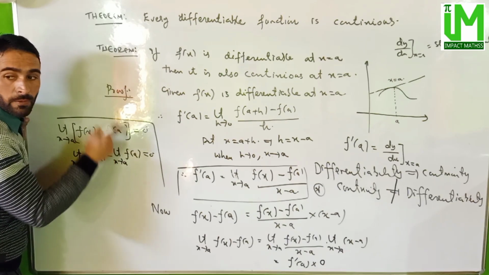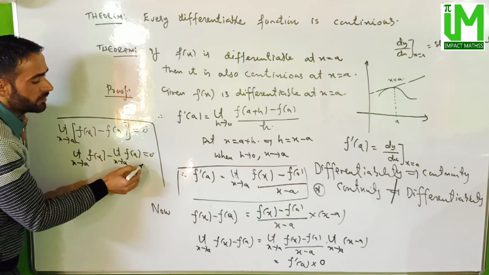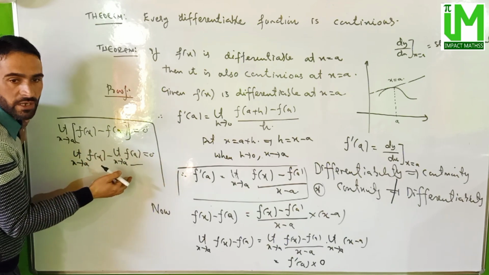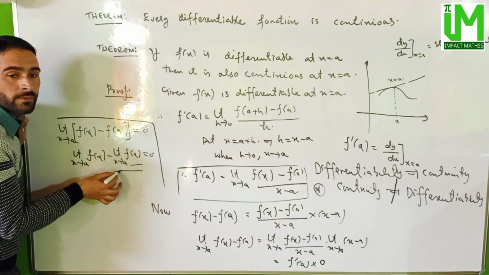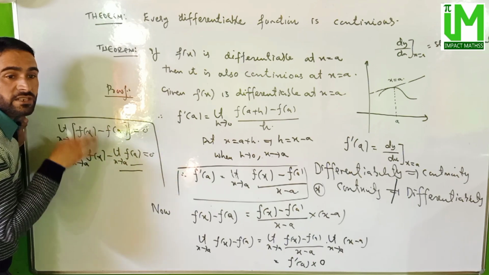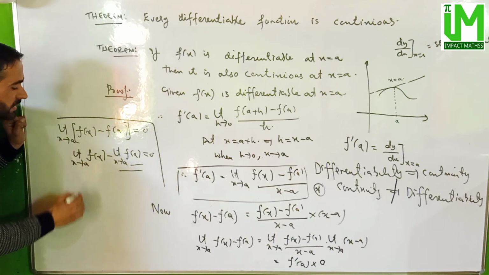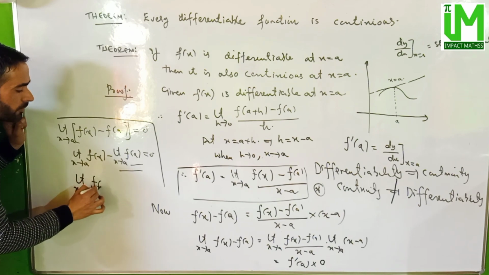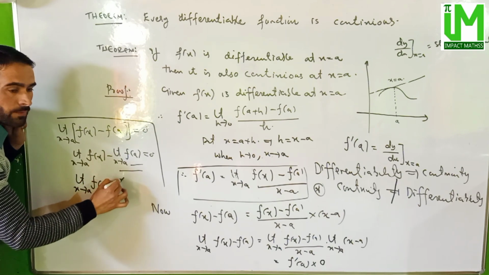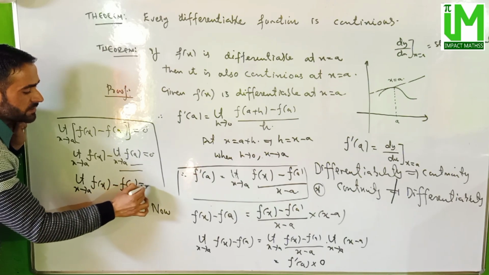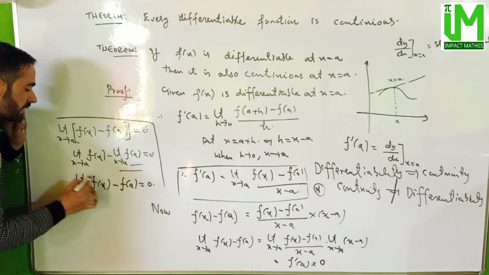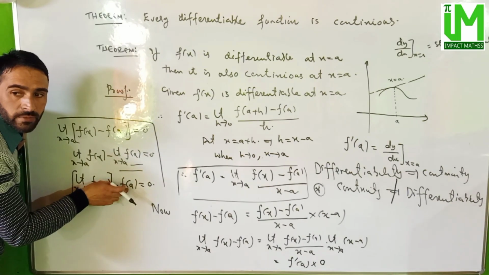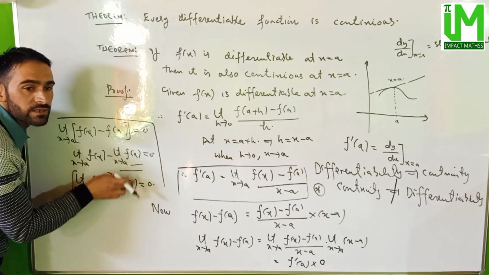f of a will be a constant. The function of a constant will be a constant, so we know the limit of a constant is the constant itself. That means limit x tends to a of f of x minus f of a is equal to 0. The limit of f of a is f of a.